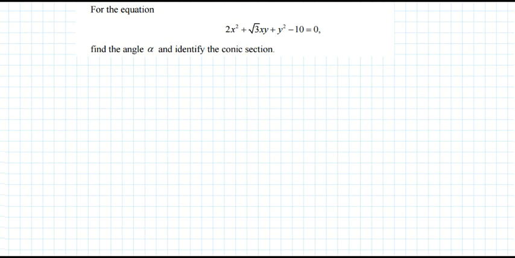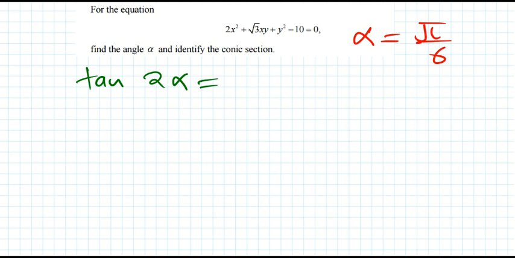So we found our theta, or our alpha, sorry, to be pi over 6. If you've forgotten the formula, it's tan 2 alpha is equal to b over (a minus c). If you use cosine 2 alpha, you swap it to (a minus c) over b.